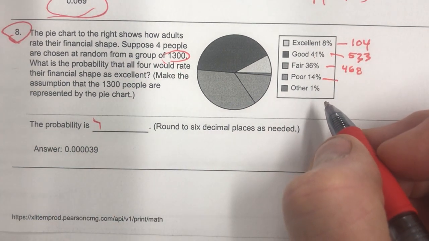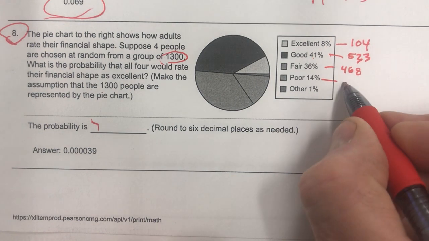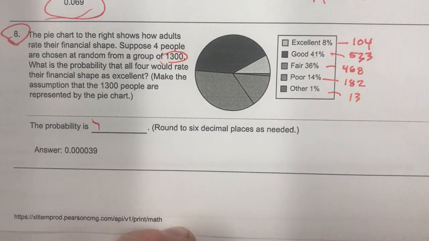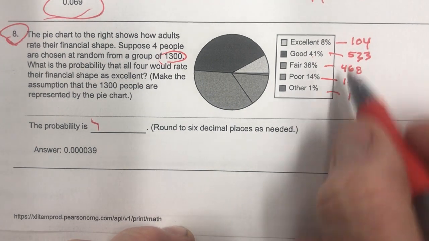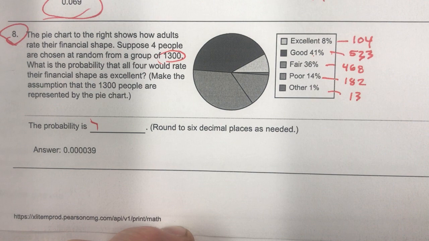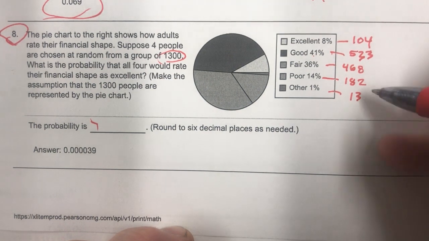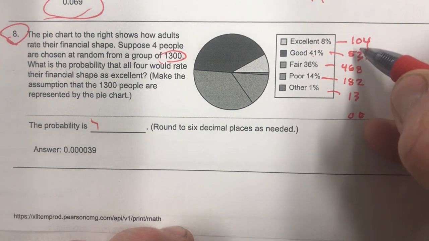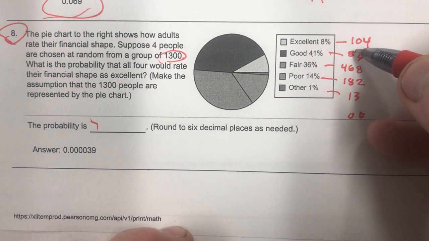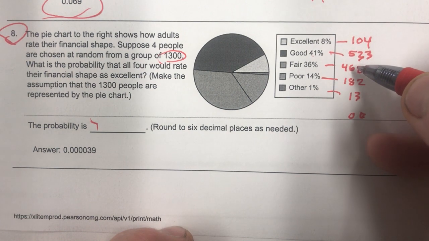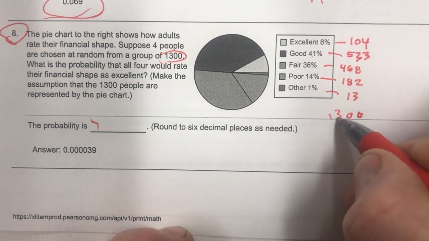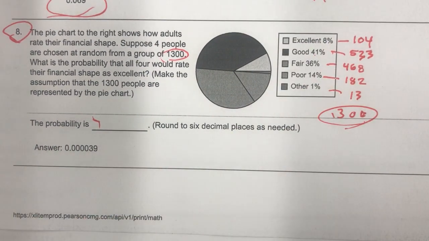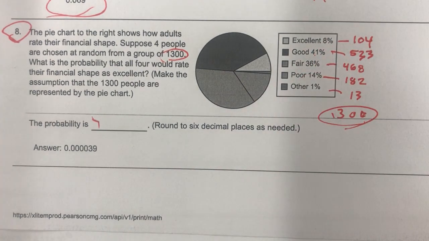0.14. That's 182 in this one. And then 0.1 would be 13. And if you add these up, they should add up to 1,300. 7, 15, 20, 2, 5, 11, 19, 20, 2, 3, 8, 12, 13. So they add up to 1,300. But that's how the numbers are displayed, based on the percents.